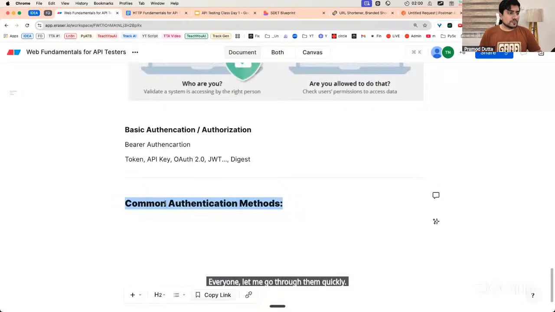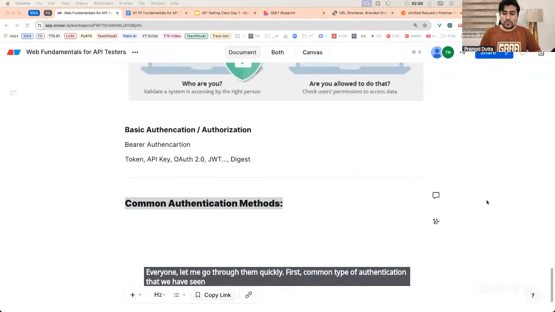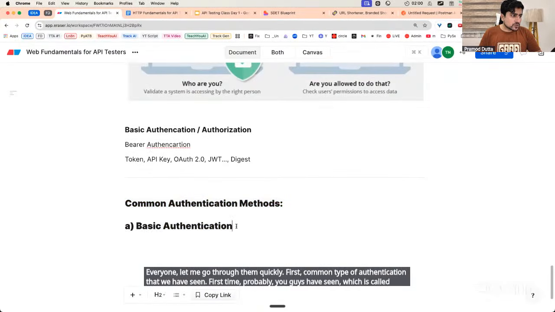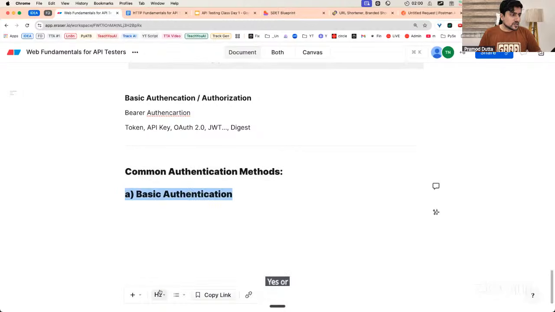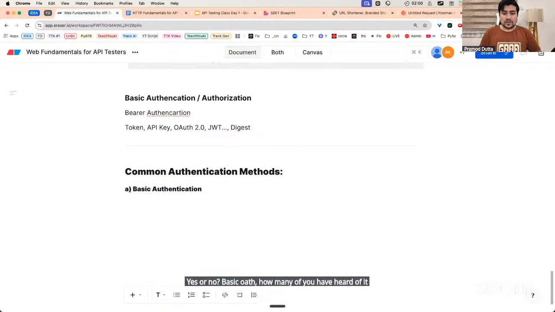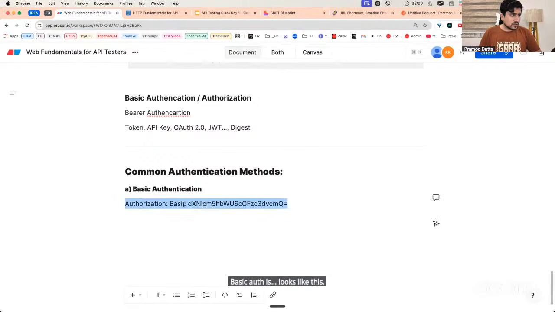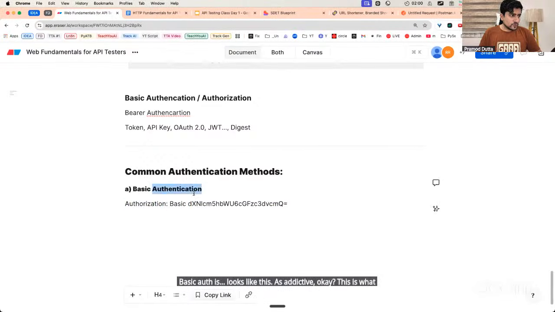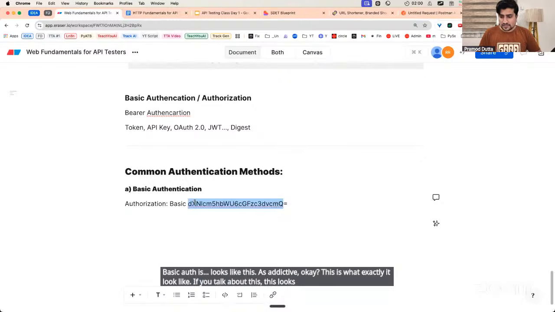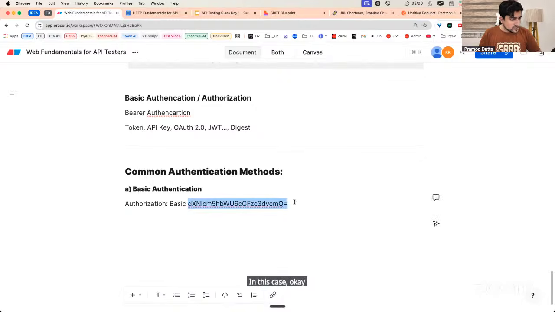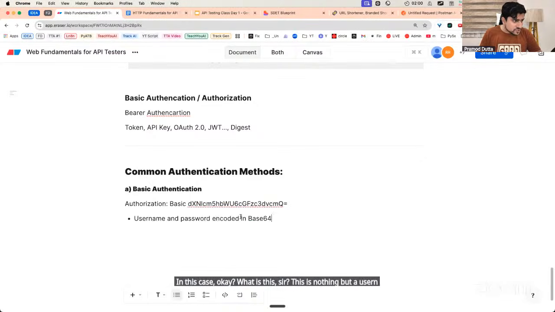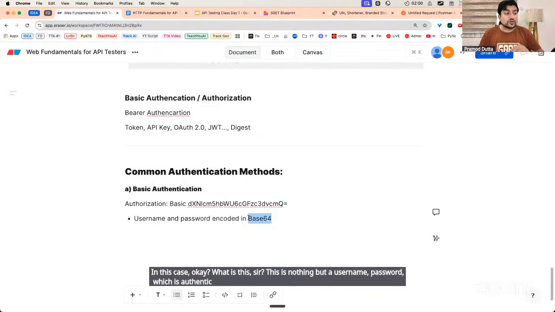The first common type of authentication that we have seen, which probably you guys have seen the first time, is called basic auth. Yes or no? How many of you have heard of it? Basic auth looks like this. This is what exactly it looks like. What is this, sir? This is nothing but a username and password which is encoded into the base 64 concept.